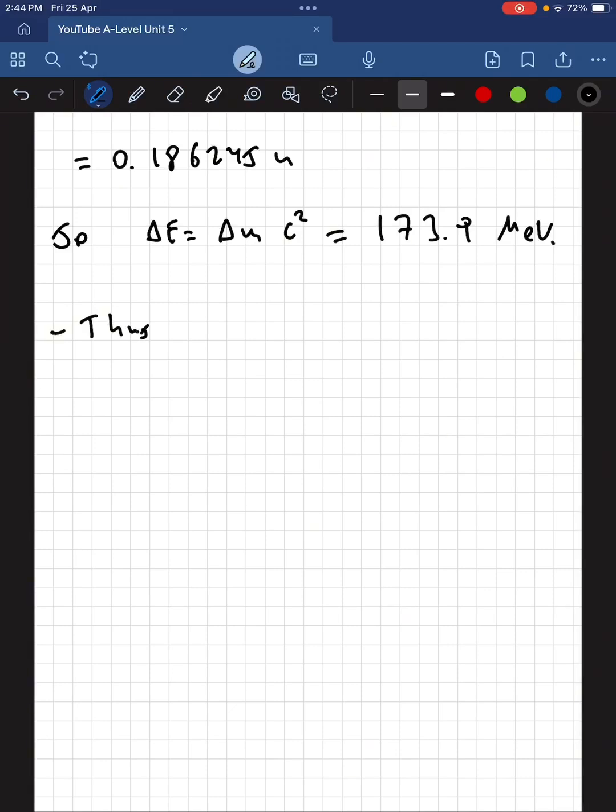Thus, if we have 1 mole of uranium-235, which weighs 235 grams, so it's significantly heavy, but not that heavy. 235 grams is probably the mass of your phone or something like that.